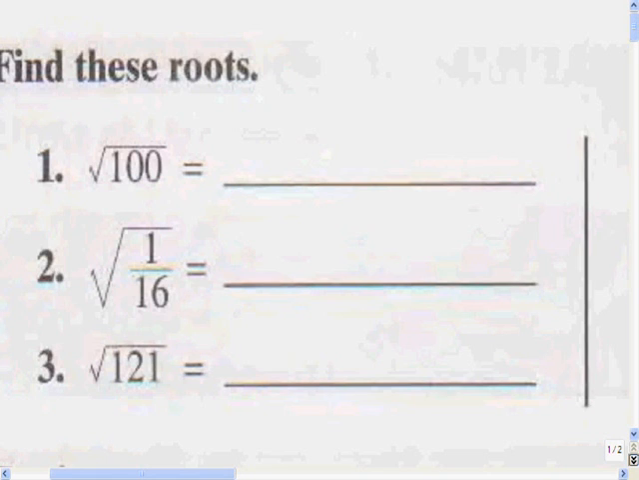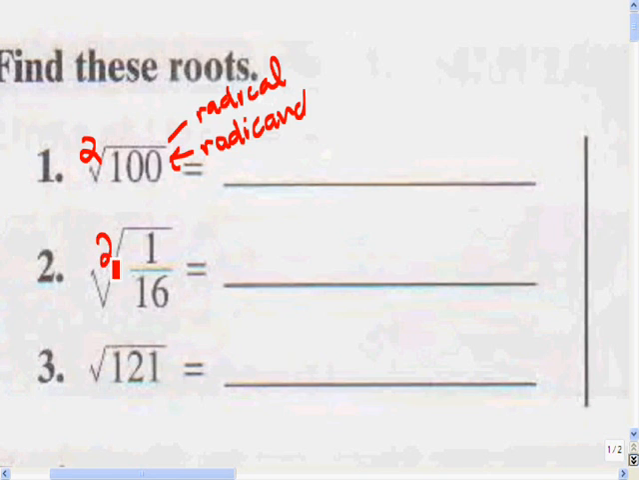Let's go on to apply what we've just learned on page 8. Here we have a radical with a radicand of 100, and we don't have an index. Actually, we do have an index. When there's no index, the index is understood to be 2. Remember that. When you don't have an index, the index is understood to be 2. So in all of these, the index is understood to be 2.